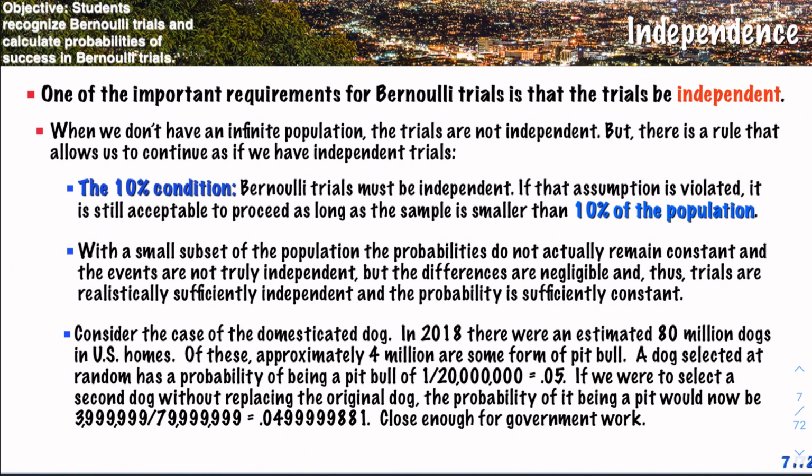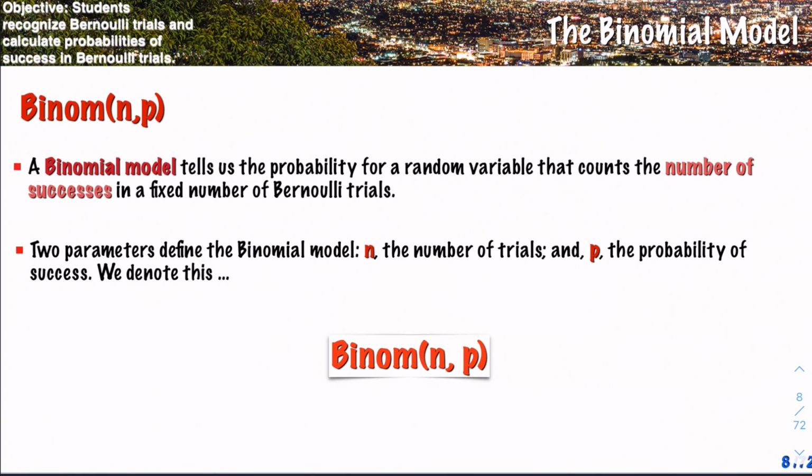If we were to select a second dog without replacing the original dog, once we pick one, then we pick another, obviously, without replacement, they're not independent. Probabilities drop down. The probability of it being a pit bull would now be 3,999,999 out of 79,999,999, or 0.049999881, which is close enough for government work. Which is why when the sample size is large and we are under that 10% condition, they're roughly independent.